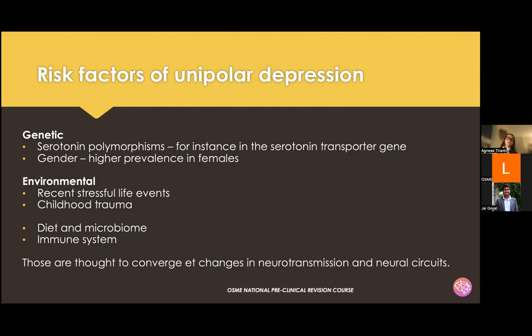Whilst for environmental, quite intuitively, if you've had any recent stressful life events or childhood trauma, but also there's been some papers showing links with diet, with the microbiome, and with the immune system. And probably these two genetic and environmental aspects come together in causing unipolar depression by changing neurotransmission and changing neural circuits.